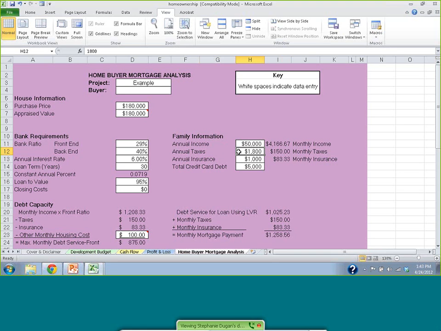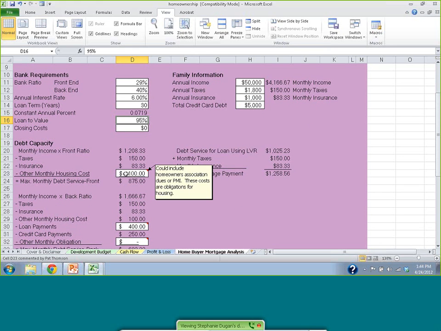They've got annual taxes of $1,800, annual insurance of $1,000, credit card debt of $5,000, and we've got our front ratio at 29 and our back ratio at 40%. On a 6% 30-year loan at 95% of value, we can see how much the bank would be willing to finance.